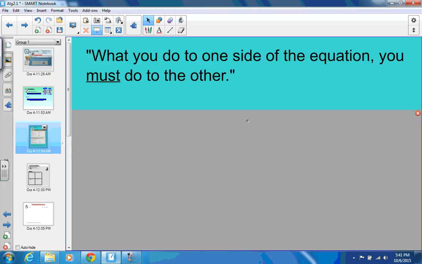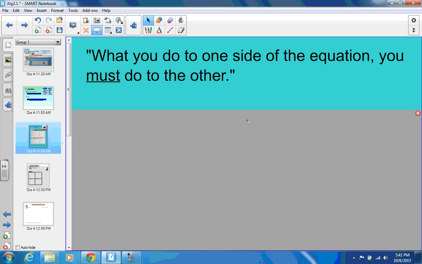And so we're going to go on. Now, you might have heard this, you might have learned this last year or the year before. This is a phrase that you should stick in your head. Write it down in your hand, write it down on your shirt. Tell your friend that what you do to one side of an equation, you must do to the other.